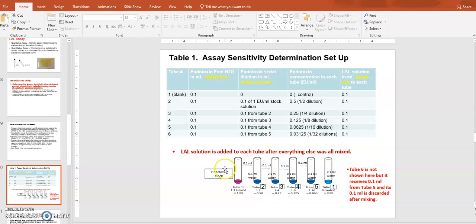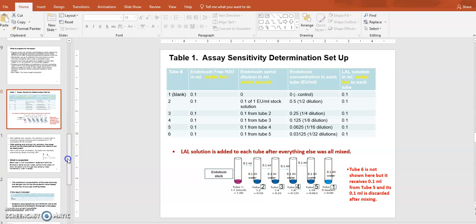So again, through the serial dilution of these tubes, your assay sensitivity will be determined. So negative control where there's no endotoxin present, and then diluted amounts of endotoxin slowly going down in concentration. Okay, to all these tubes, you will add the same amount of LAL solution, and you'll expect to see some gel formation because some of these tubes should have enough endotoxin that will form gel, but this one should not because there's no endotoxin present.